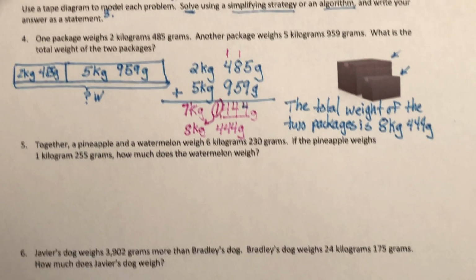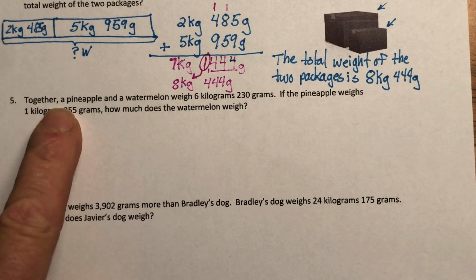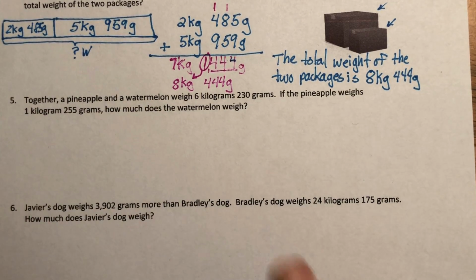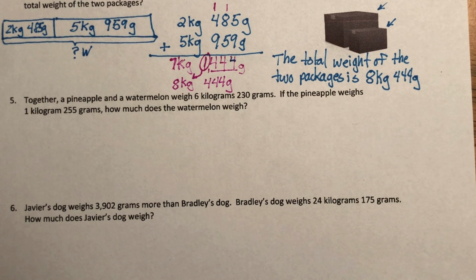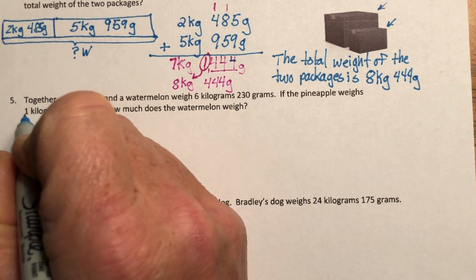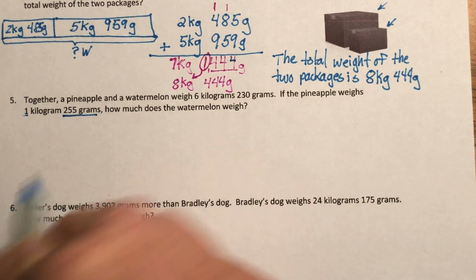Now we're on to the next problem, okay? It says, together a pineapple and a watermelon weigh 6 kilograms, 230 grams. Okay, watermelon's going to be pretty heavy, and pineapples are pretty heavy, I guess. If the pineapple weighs 1 kilogram, 255 grams, how much does a watermelon weigh?